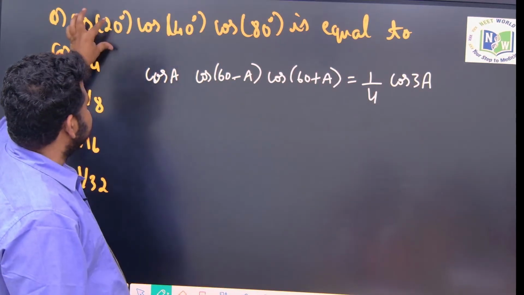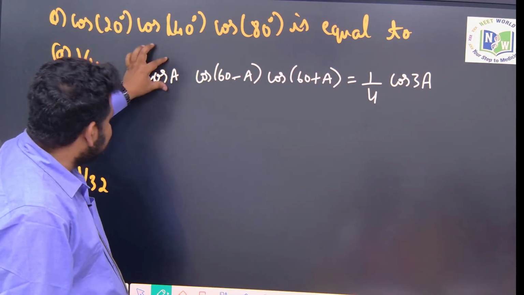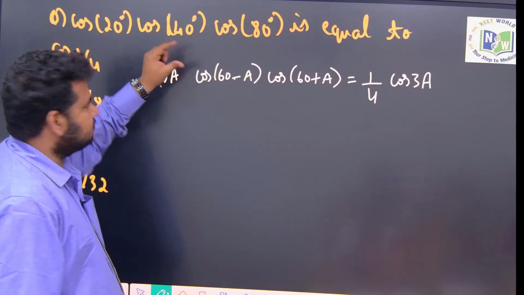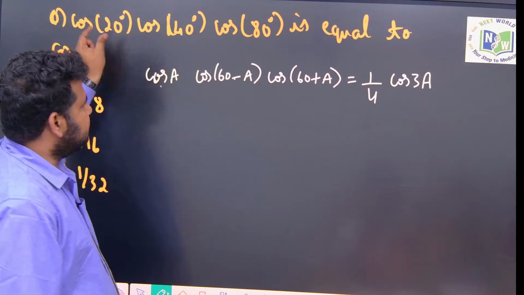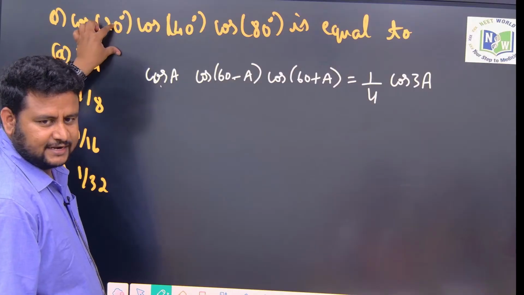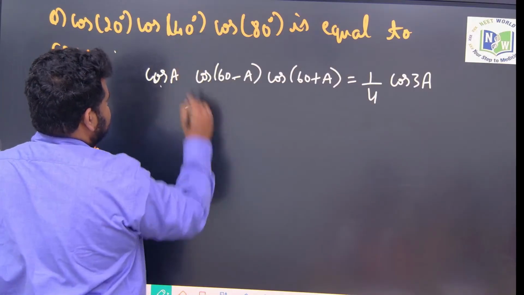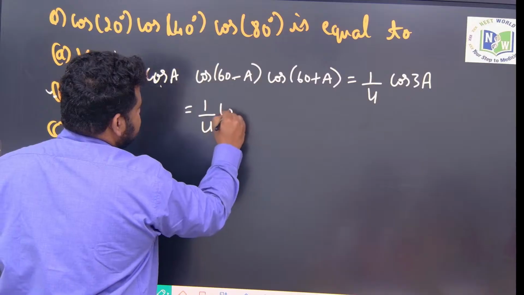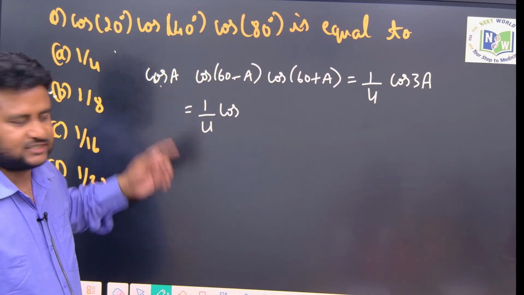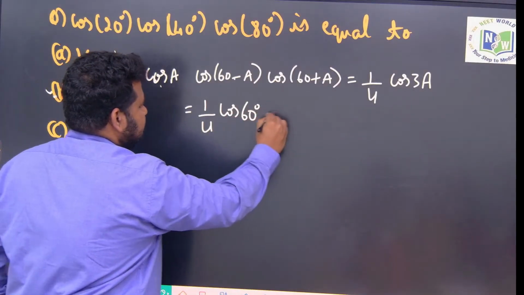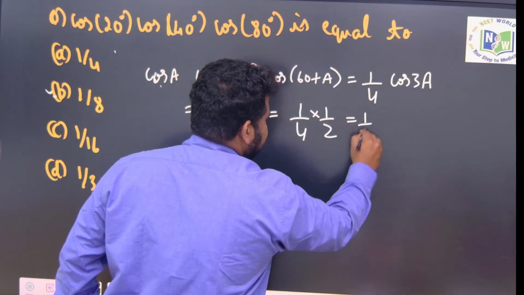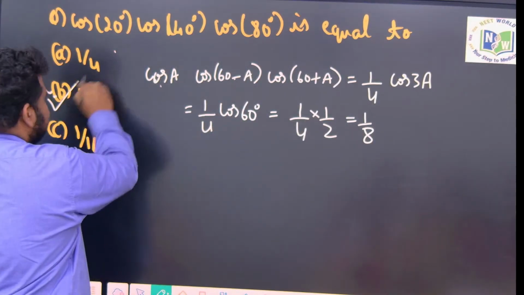First of all, the small one will be the angle A. From 60, if you subtract a, what are we getting here? 40. So 60 minus 20 is 40, and 60 plus 20 is 80. So here angle A is 20. As per this question, I should write 1 by 4 cos 3A. 3 into A, A is 20, so 3 into 20 is 60. So cos 60 degree, that is 1 by 4 into 1 by 2, that will be 1 by 8. So option B is the right answer.